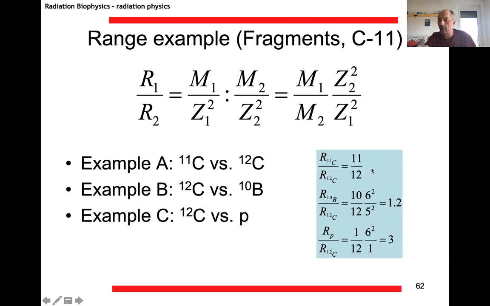Here you also have to consider the charge. And interestingly, if you compare carbon to protons, then the range of protons will be 3 times the range of carbon. So when you compare carbon and protons, you have to consider that there is a substantial difference in range.